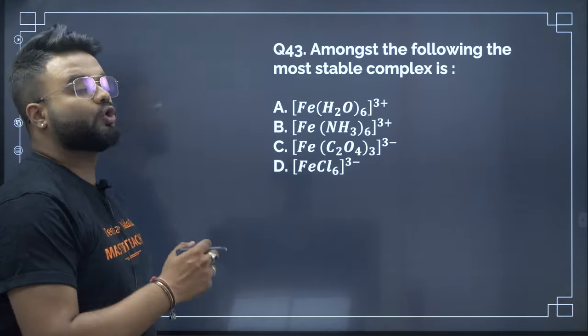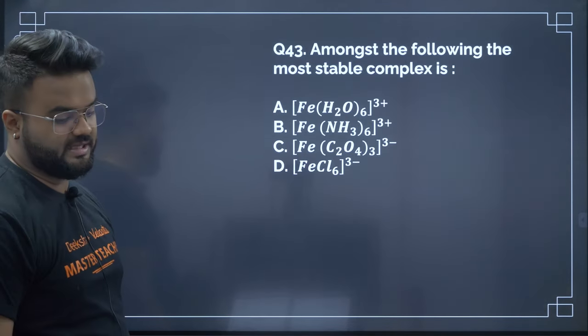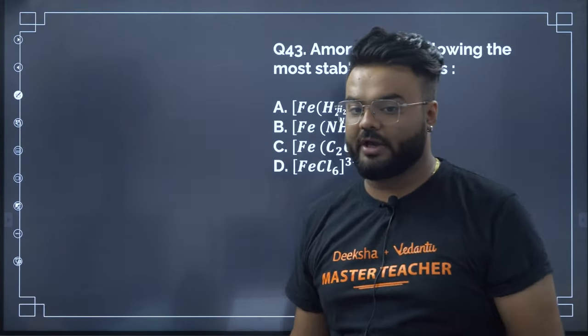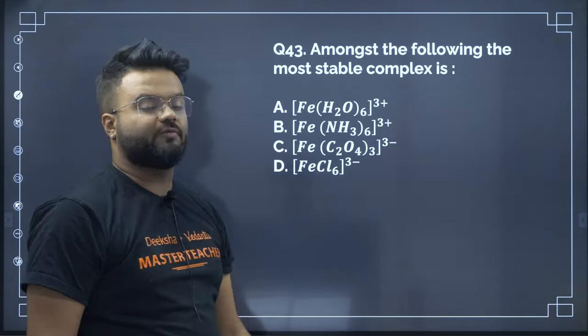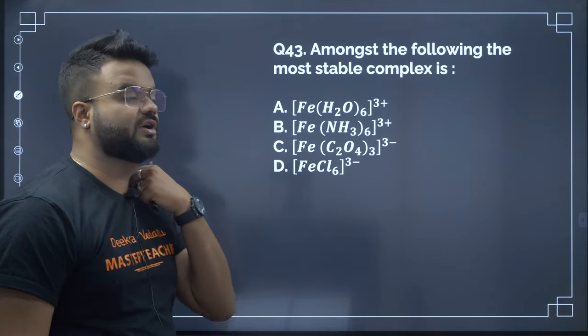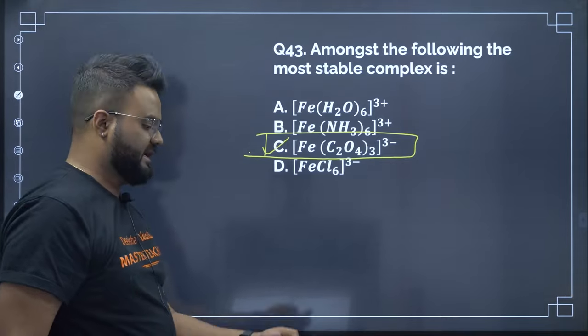Now, coming back to question number 43. Amongst the following, the most stable complex ion is dash. Among these, we know that ethane dioate ligand is a bidentate ligand, and we know that bidentate ligands form the most stable complexes. Therefore, option C is your correct answer.